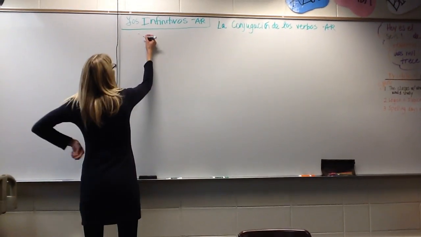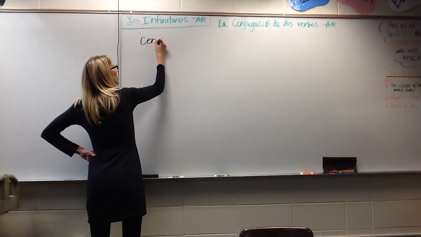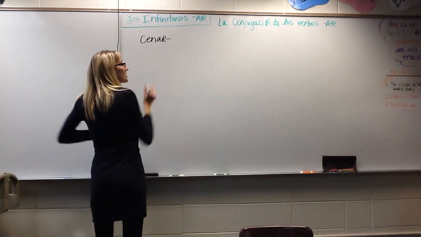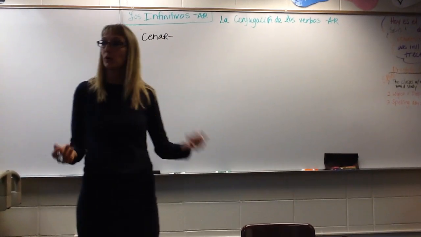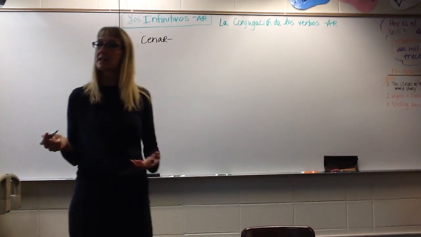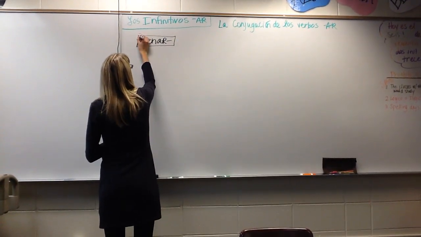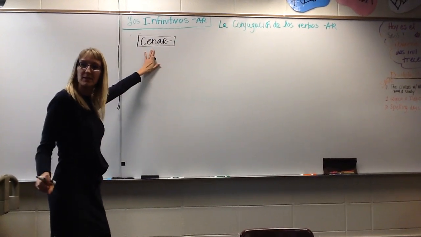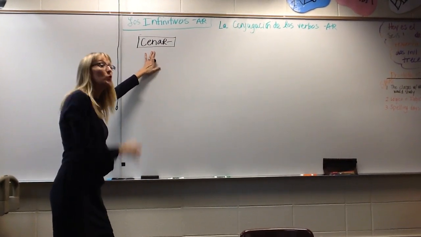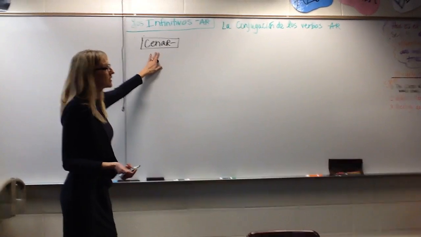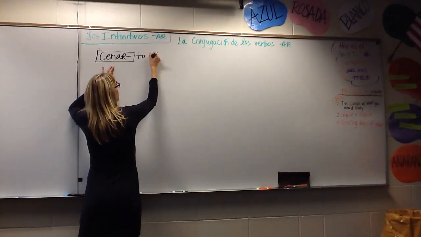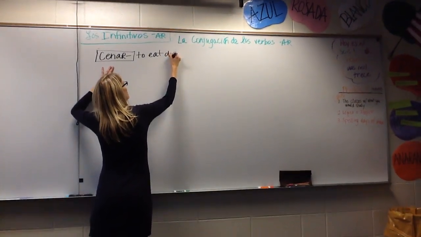Whenever you conjugate a verb in this class, I always want you to follow the exact same process. So every time we conjugate, we're going to start out with the infinitivo. It's always going to mean what? To do something. So what does cenar mean? To eat dinner. So go ahead and write down to eat dinner.